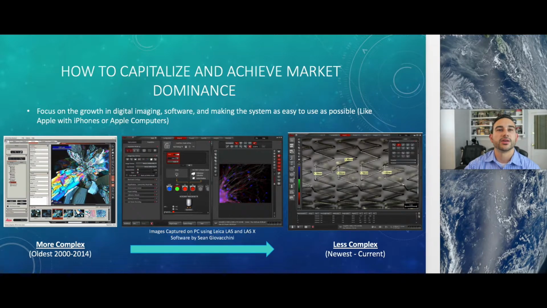This is yet another example of just how important software and digital imaging is to this marketplace.